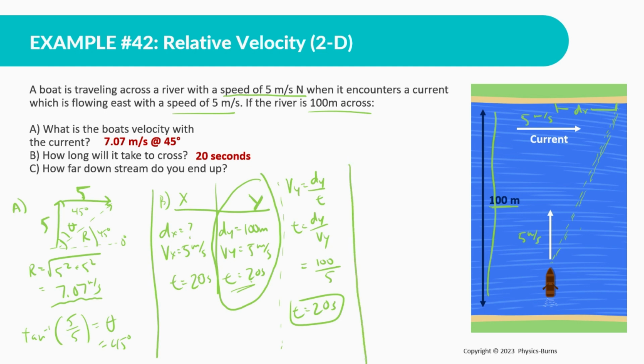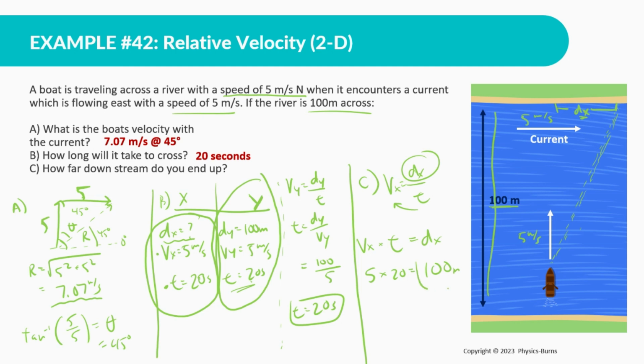When we're doing part C here, it says how far downstream do you end up? So what that's looking for is this distance in the x direction. We're looking for that. We don't know what that is. However, now that we know time, we have information to find what this distance in the x direction is. Velocity in the x is equal to distance in the x divided by time. We want to find this distance in the x. So put this t on the other side. Velocity in the x times time is equal to distance in the x. Velocity in the x is 5 times time, which is 20. And we get distance in the x is 100 meters.